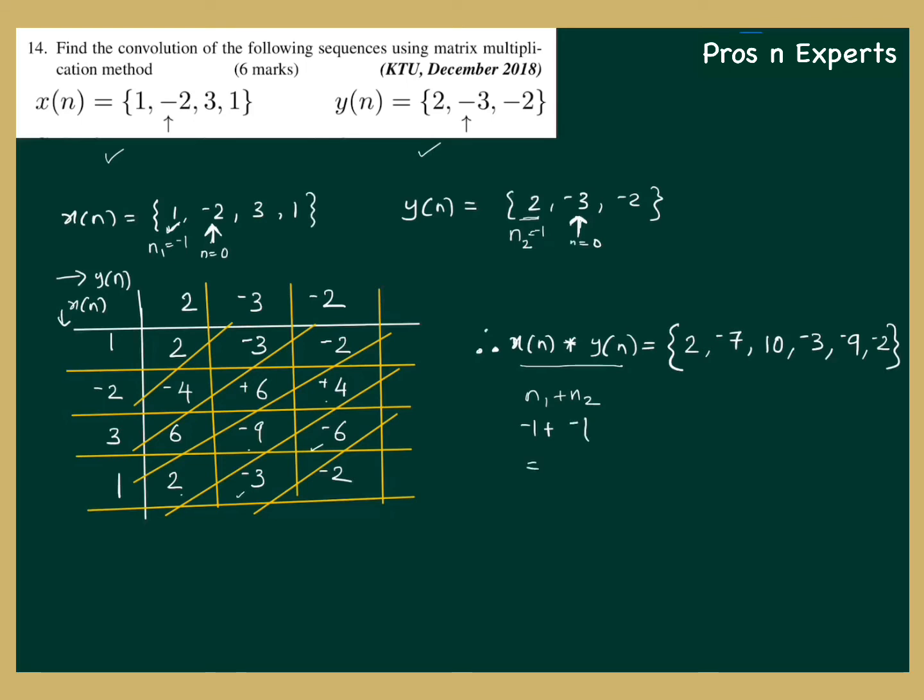So x of n convolution y of n will start at minus 2. So this sample is at n equal to minus 2, this sample is at n equal to minus 1, and this sample is at n equal to 0. So we have to put the arrow mark below 10. That completes the answer.